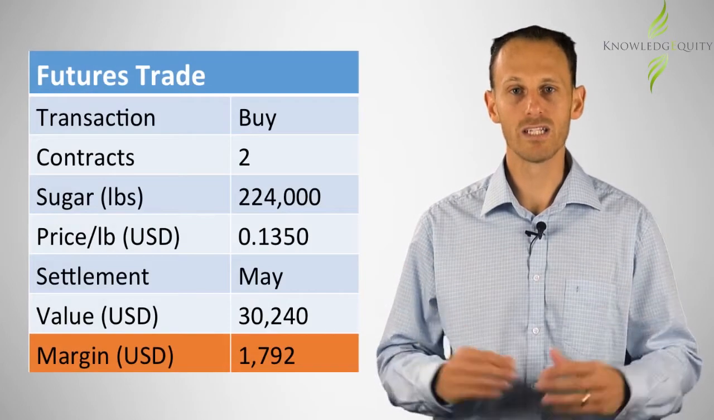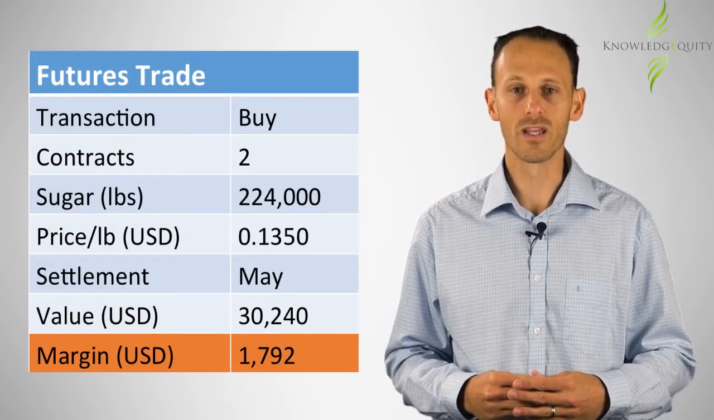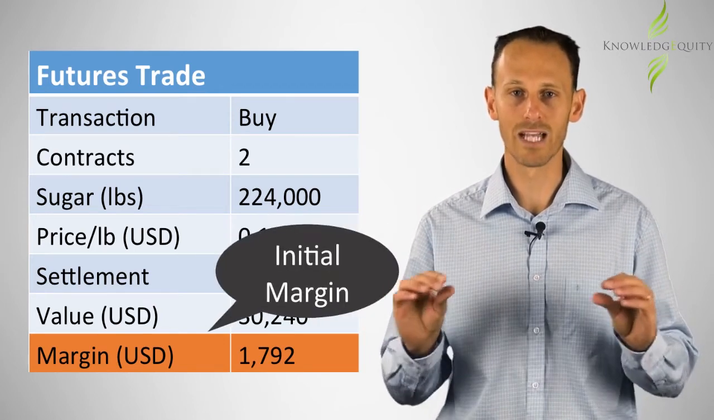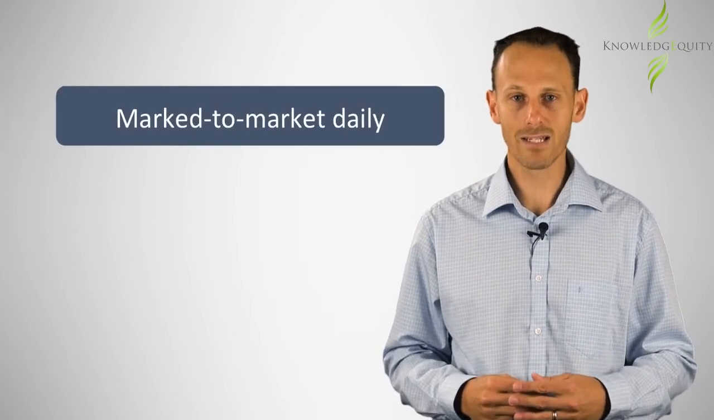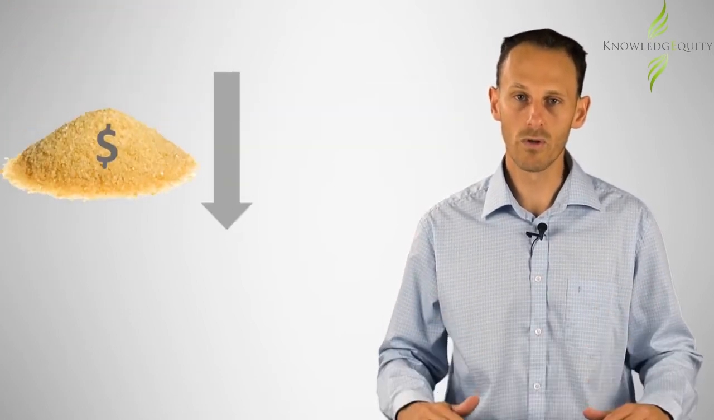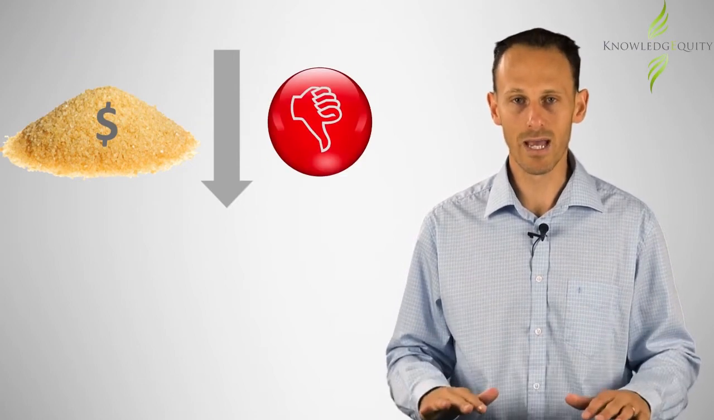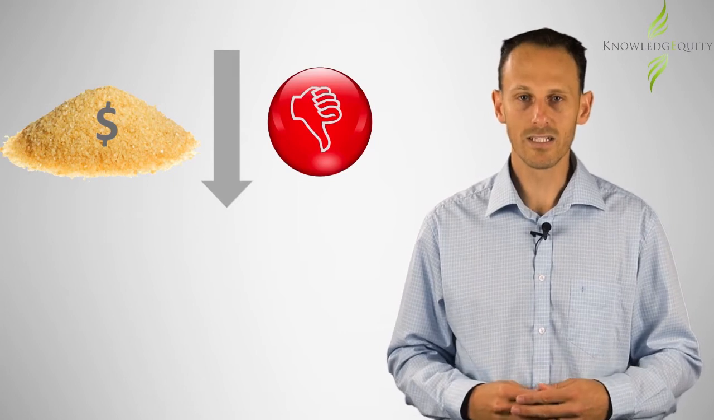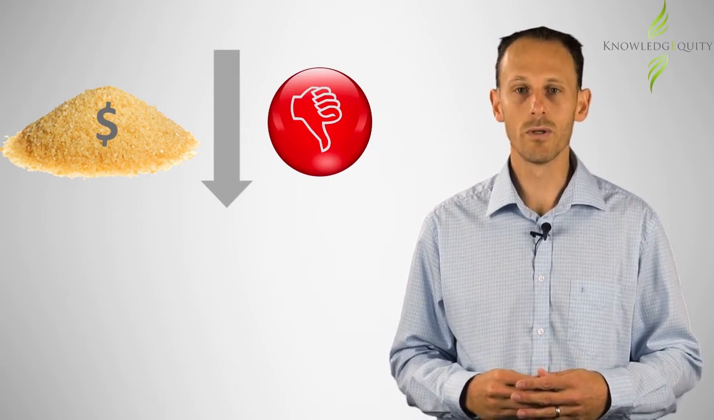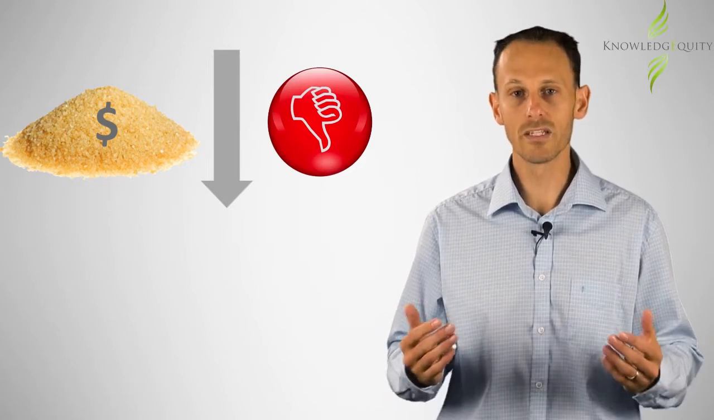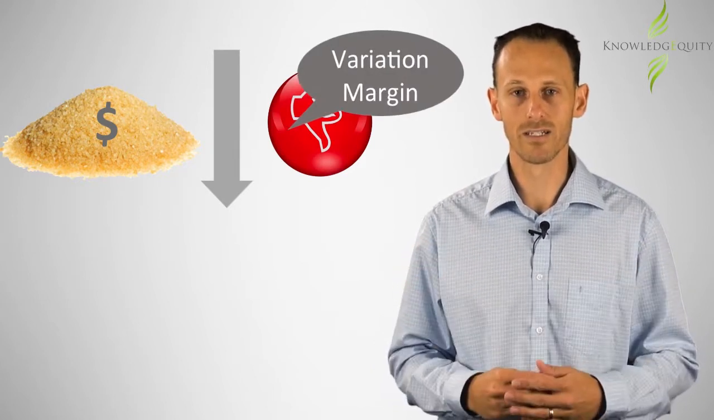Only a small margin is required to be deposited with the clearinghouse initially, and this is known as the initial margin. Then, this margin is marked to market daily, meaning that if the sugar futures price falls, the chocolate manufacturer's buy position is losing money. In such situations, it would need to contribute more funds to meet the required margin, and this is known as the variation margin.